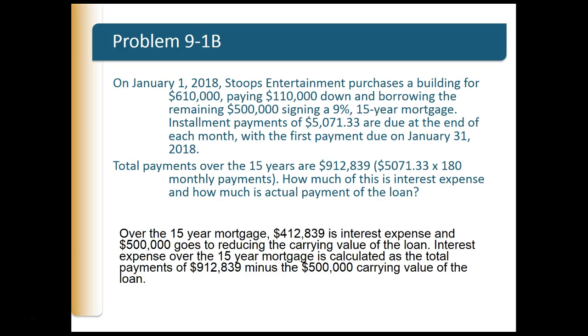Now it asks us how much of the payments of $912,839 over the 15 years are the total payments we're going to pay. How much of this is interest expense? Well, guess what? If the loan balance is $500,000, then $500,000 of that $912,839 is paying off the principal balance. The rest is going to be interest.